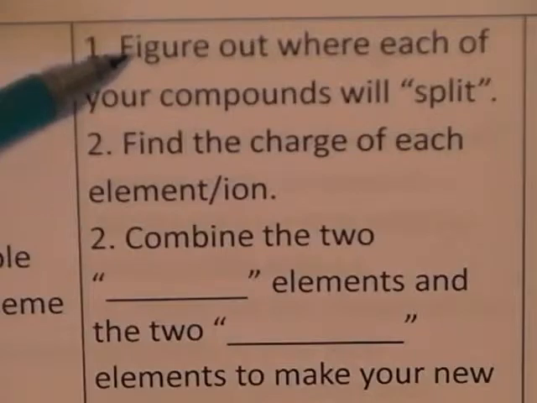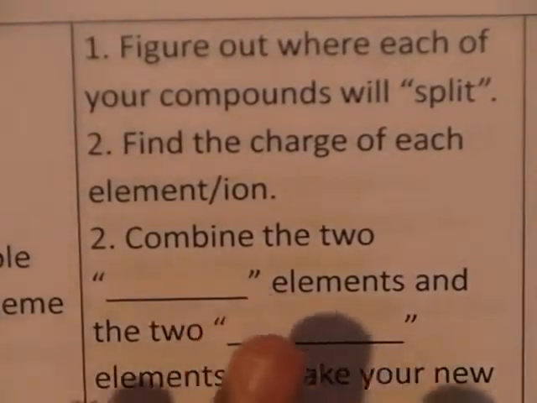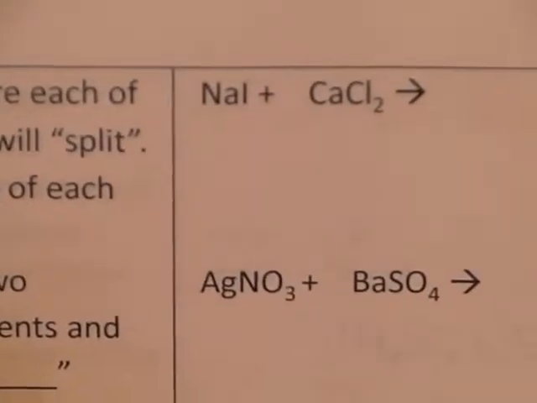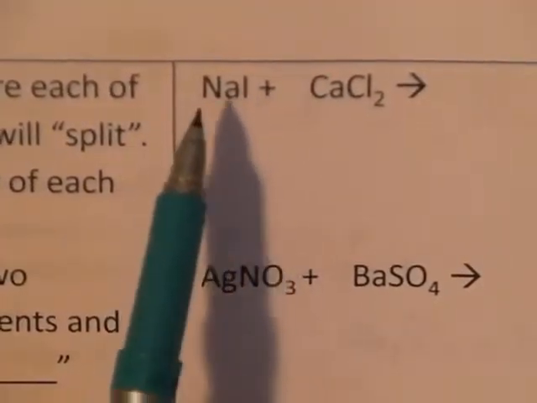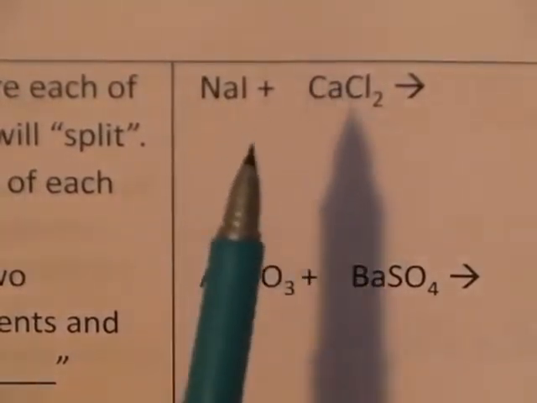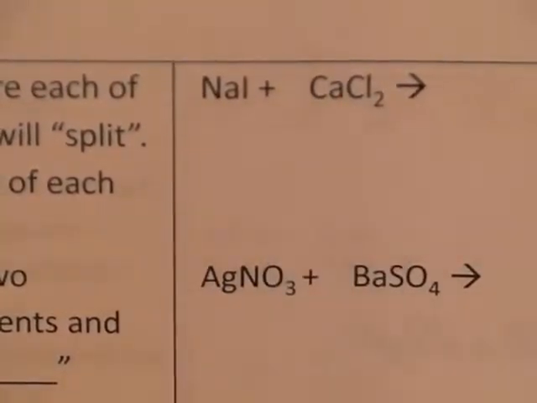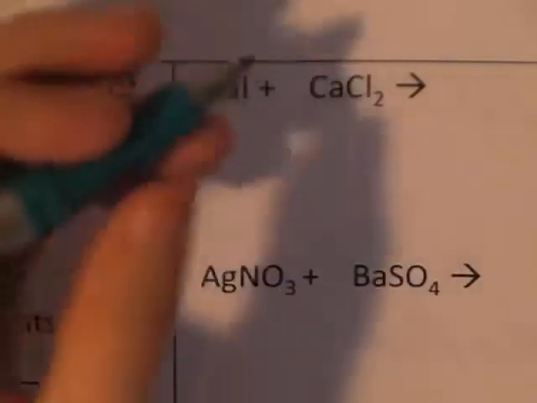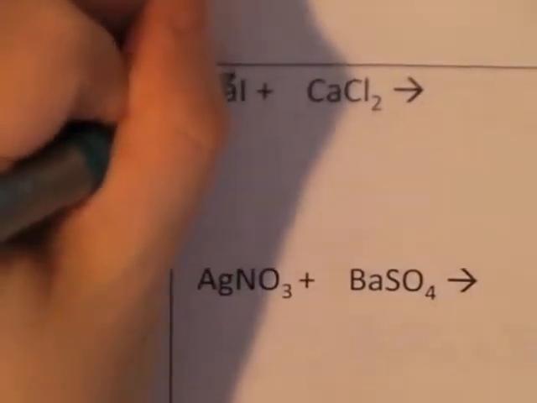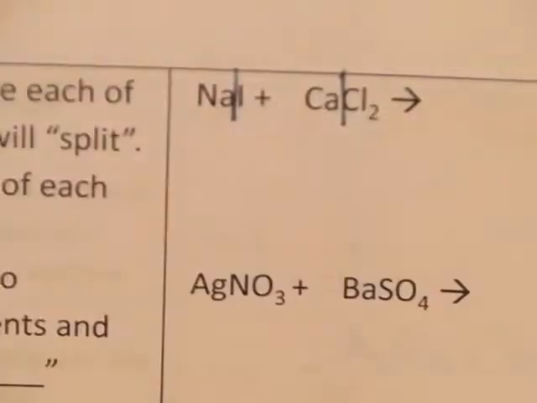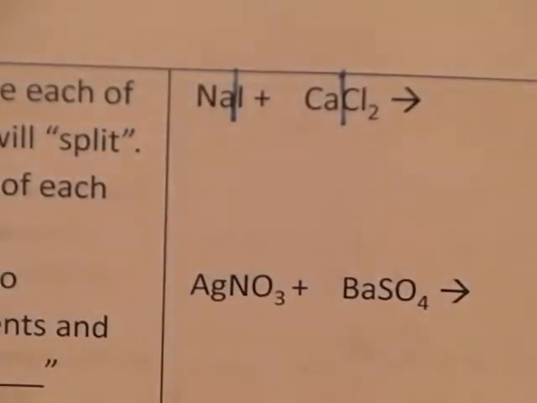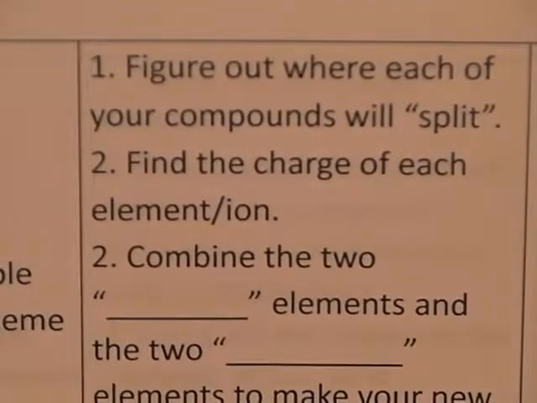So, first thing you want to do, figure out where your compounds are going to split. All right, so in this first one we have NaI, that's not an L, it's an I. So sodium iodide and calcium chloride. All right, so to decide where they're going to split, obviously in this first one it's pretty easy. The sodium splits from the iodine, and the calcium and the chlorine split. Okay? Next, find the charge of each.